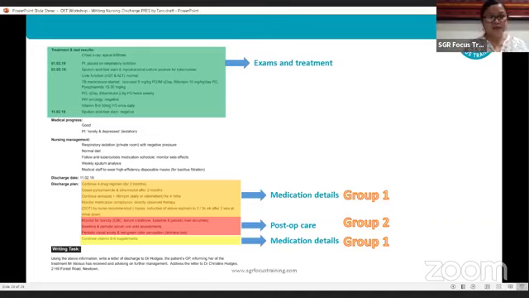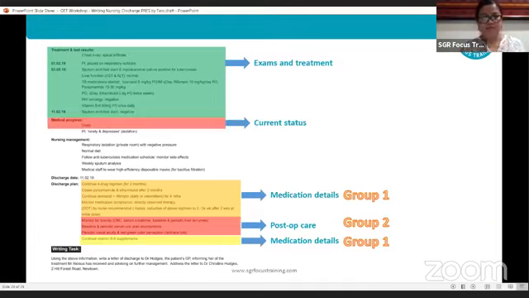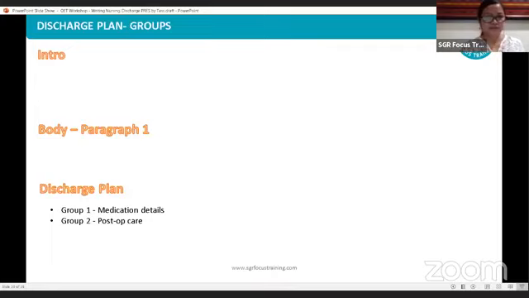Similarly, under investigation results, most stakeholders felt that investigation results, pathology, imaging, other tests should only be included if they are significant or need to be followed up. So medical progress, the condition of the patient is good. Right. So this is our discharge plan for a letter.